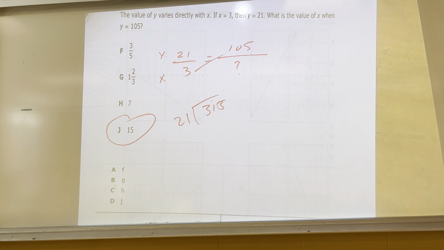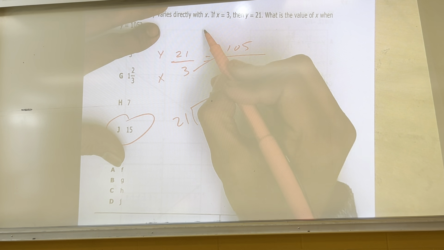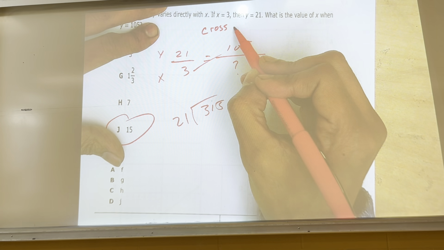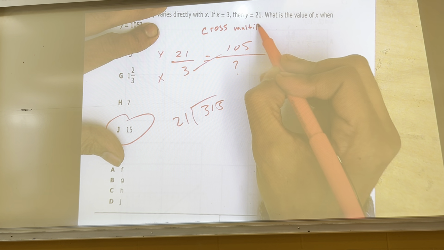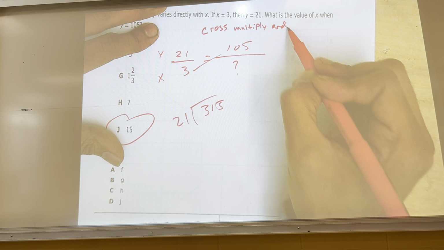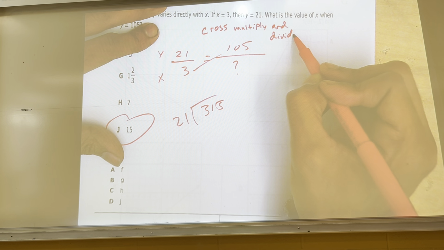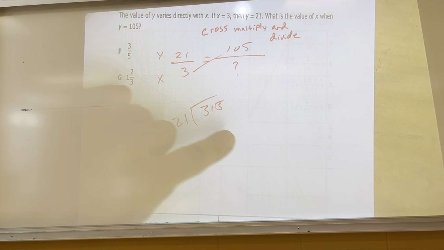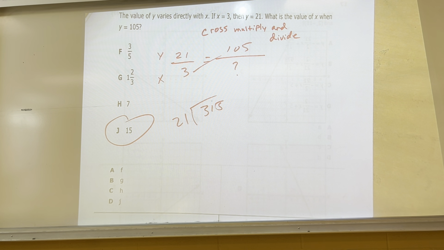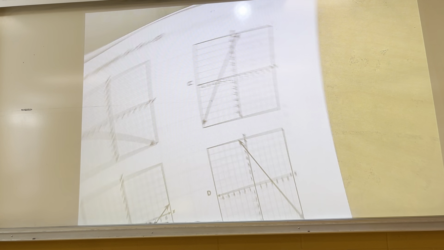Okay. Is that okay? You have to cross multiply and divide. Y over x, cross multiply and divide. Are we okay with that? Oh, we're getting closer. Number 17.